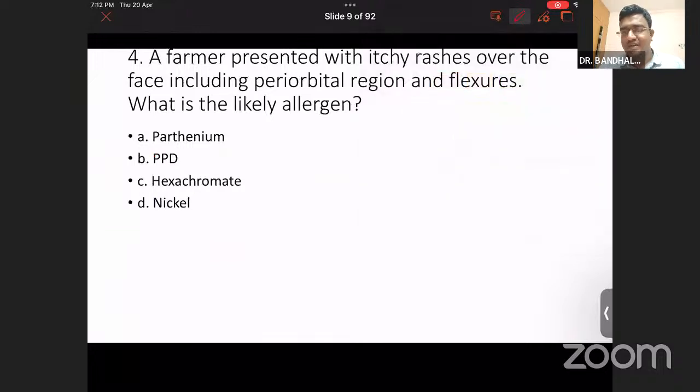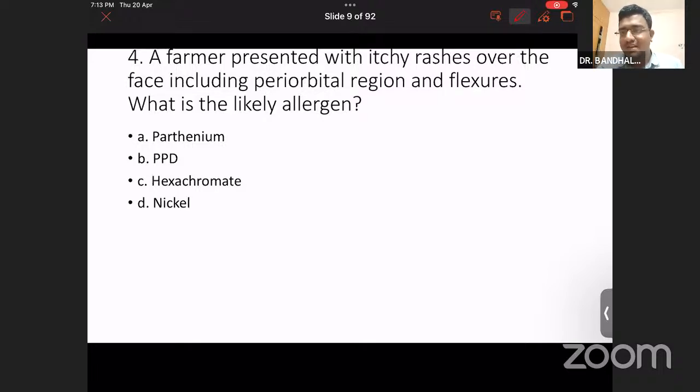Next question. A farmer presented with itchy rashes over the face, including the periorbital region and flexures. What is the likely allergen? Option A, parthenium. Option B, PPD. Option C, hexachromate. Option D, nickel. This was asked multiple times in INICET. Even in the previous NEET exam, they asked a somewhat similar question for hair dye. Now they are asking it for a farmer.